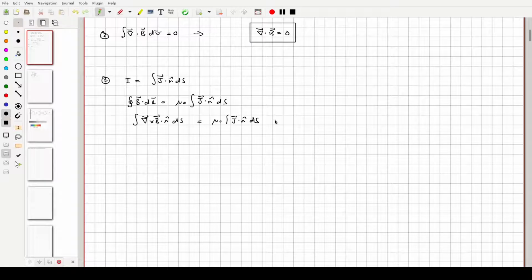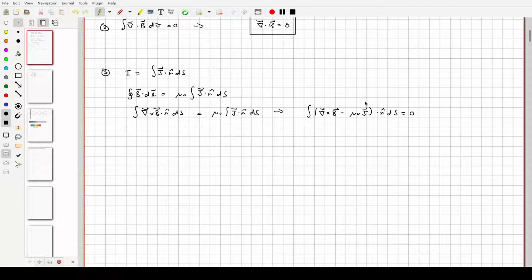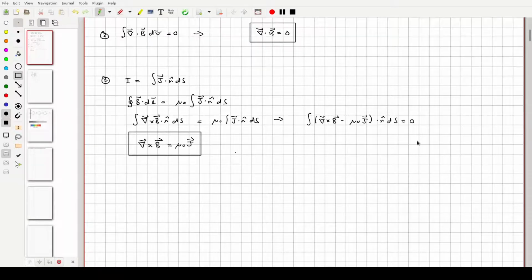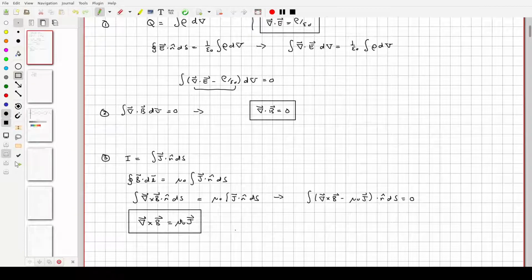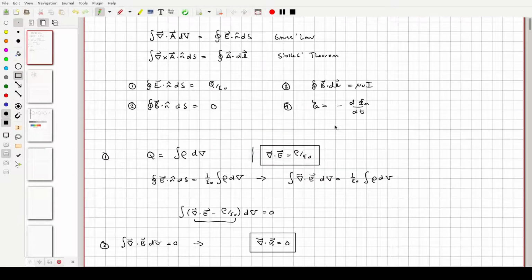I can pull these under the same integral and move this to the left hand side, and that would be del cross B minus mu naught J dot n hat ds is equal to 0. The only way that this is consistently 0 would be if this right here is equal to 0, which means that del cross B is equal to mu naught J. This is another one that I'm going to box. So we have 1, 2, 3 differential forms of our equations here.